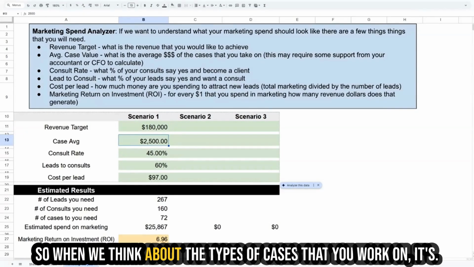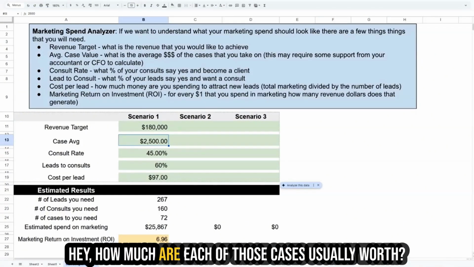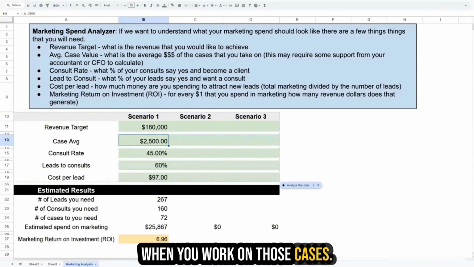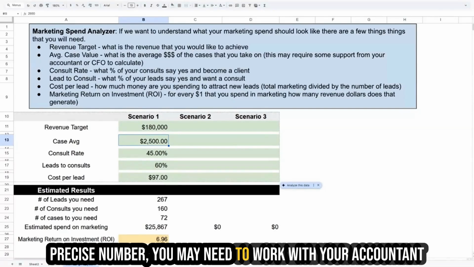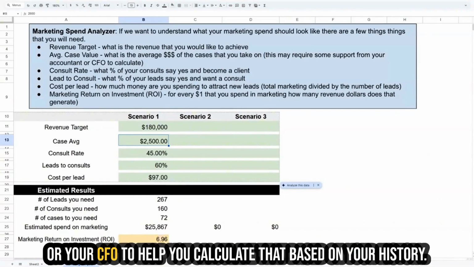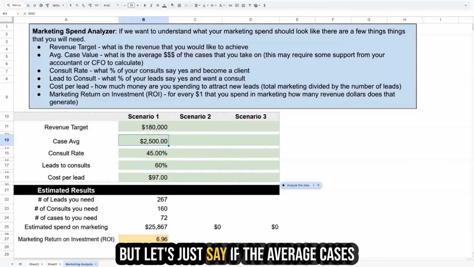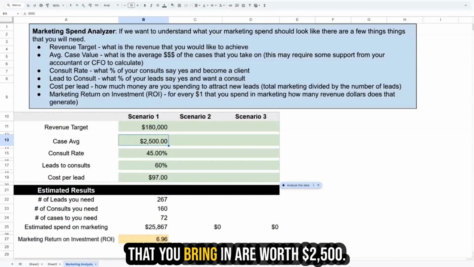When we think about the types of cases that you work on, how much are each of those cases usually worth? Now, that may vary. And I will say, for you to get a more precise number, you may need to work with your accountant or your CFO to help you calculate that based on your history. But let's just say the average cases that you bring in are worth $2,500.